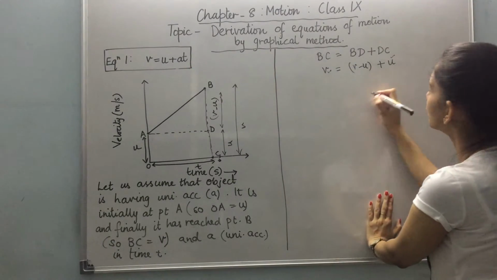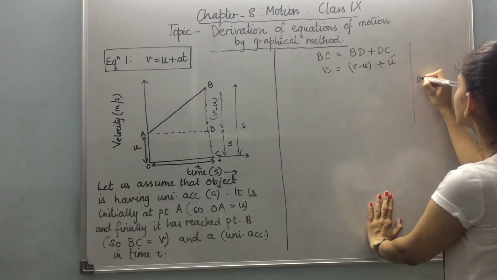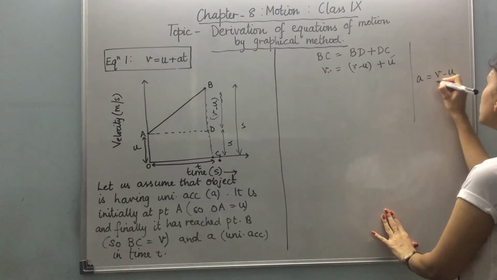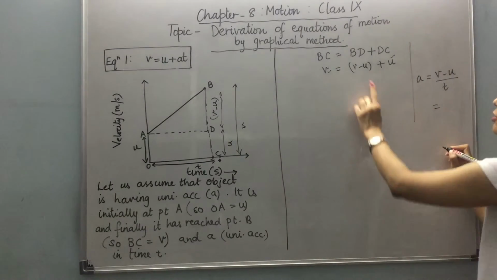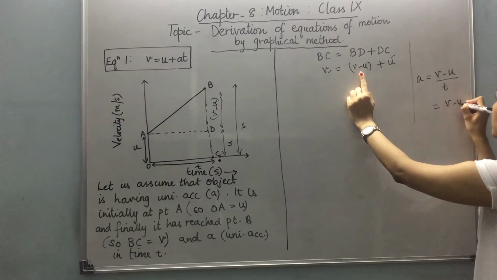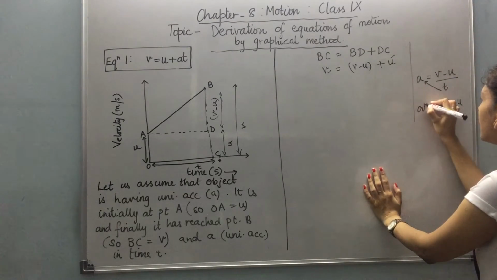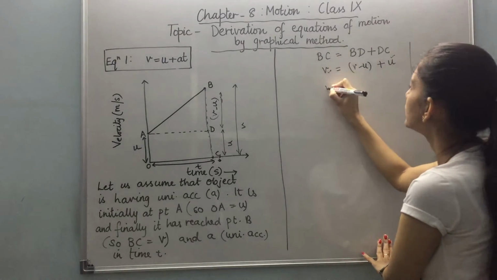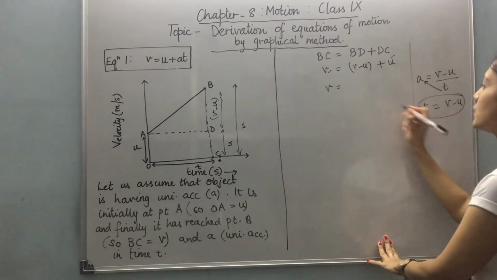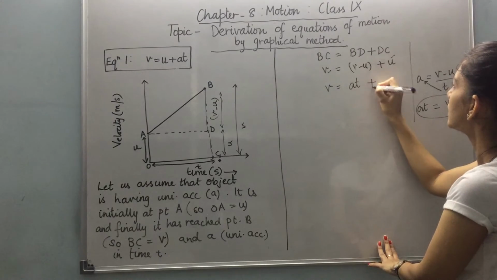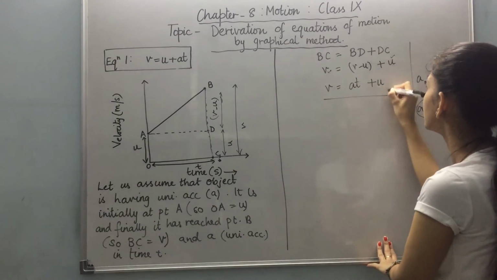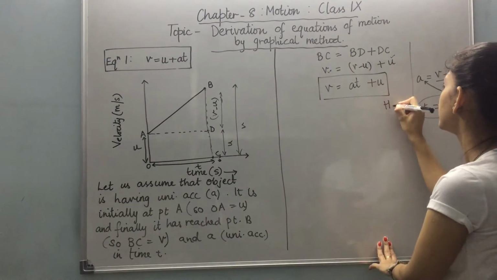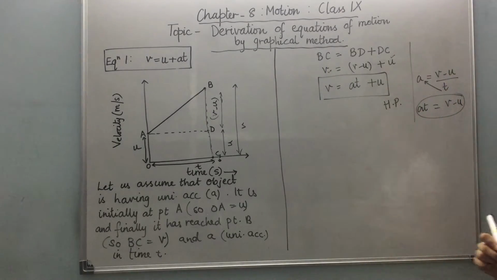We already know that acceleration is equals to v minus u upon t. So can we calculate the value of v minus u from here? We are going to take t there और हमारी वैल्यू आती है at is equal to v minus u. तो V को हम एज इट इज रखेंगे, V minus U की जगह AT लगाएंगे plus u. यही हमें शो करना था.